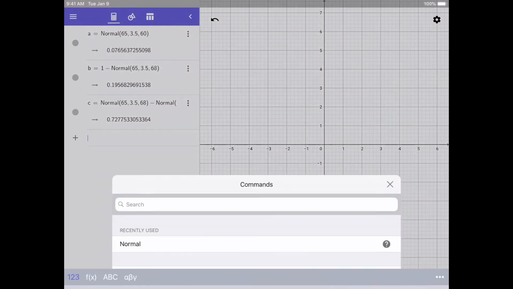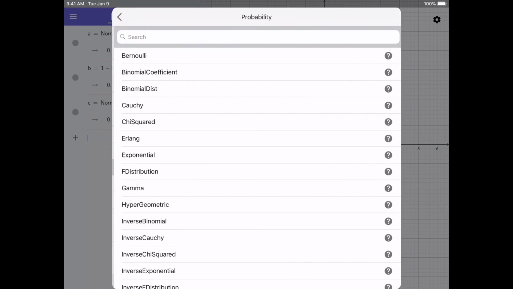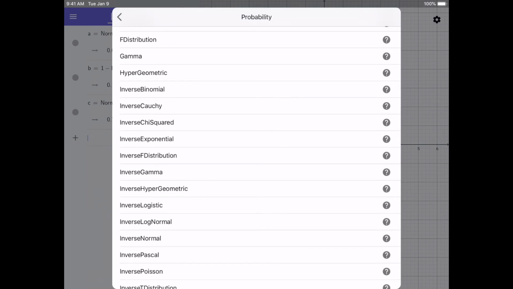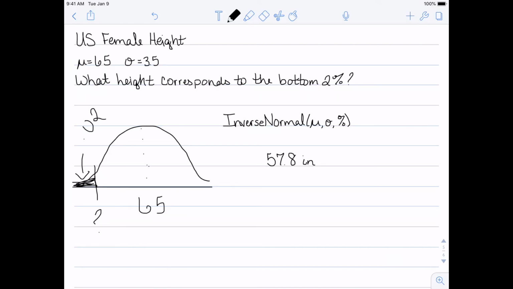So here's the calculator. We can click on the 3 dots. We can do a search for inverse normal, or we can go back down to probability, and we can see lots of inverse commands. We want the inverse normal. We know our mean is 65, and our standard deviation is 3.5. The actual percentage that we're looking at is 2%, so 0.02. So the smallest 2% would be a height of 57.8 inches. So now I have the result. Let's look at one more.